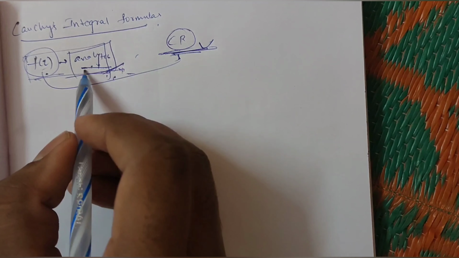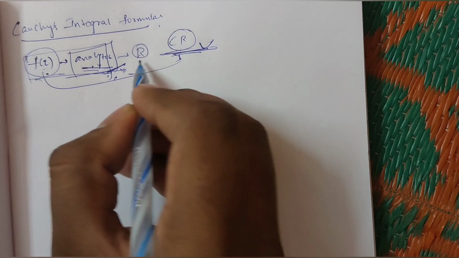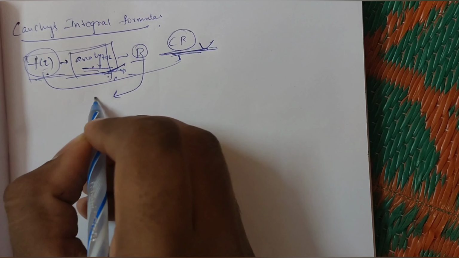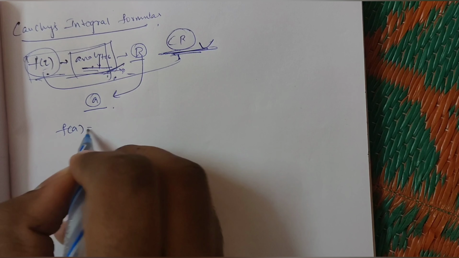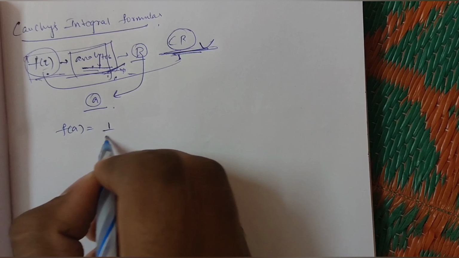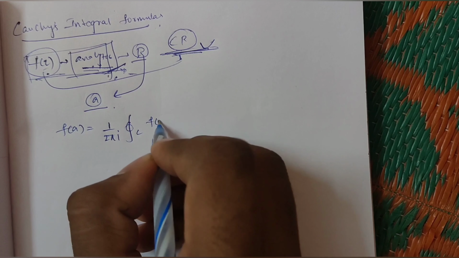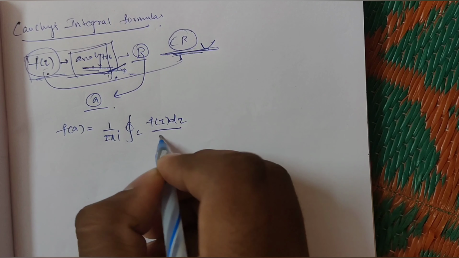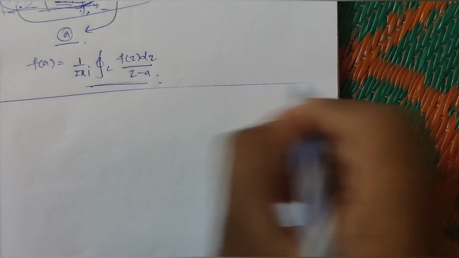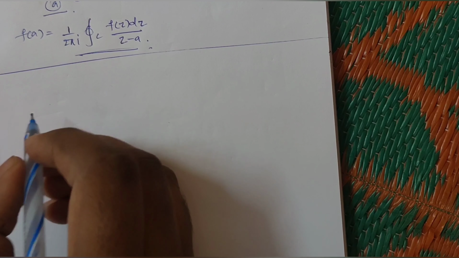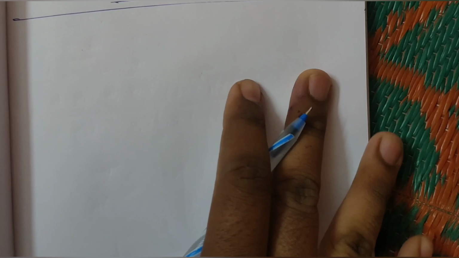So what is Cauchy's integral formula? If f of z is an analytic function in a region R, and a is some point in this region, then we can write f of a equals 1 by 2 pi i into the closed integral of f of z dz by z minus a. So this is Cauchy's integral formula, and now we go with the last and very important one.